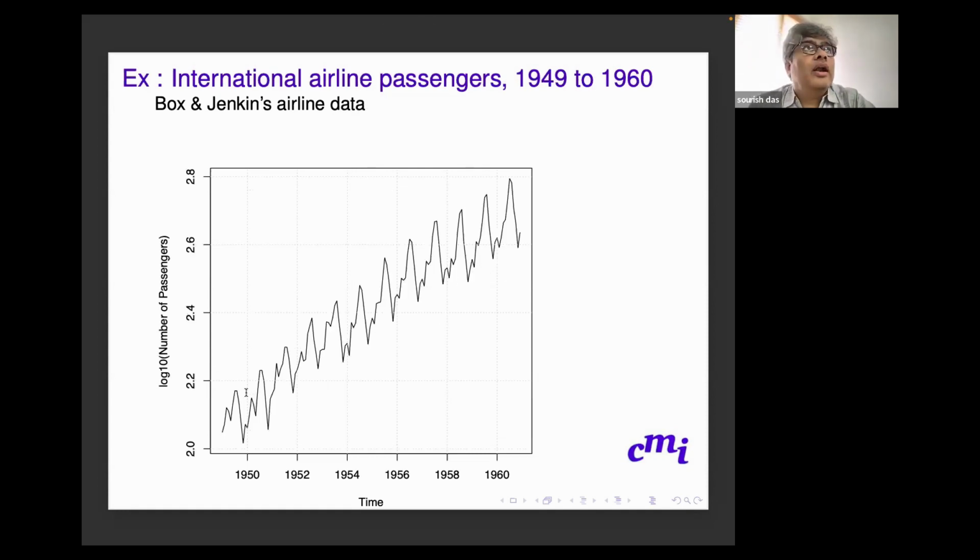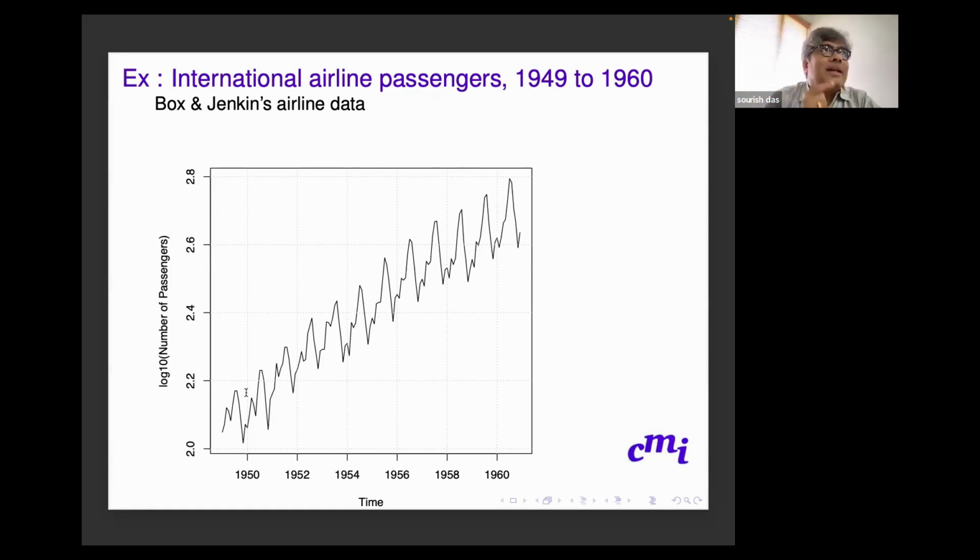So this is how the Box-Jenkins airline data looks if you take a log transformation. Typically, in my experience, and I have told you before also, when you are working with economic data, a log transformation generally works well, because the economy typically grows at a certain growth rate, which means it is growing at an exponential rate, right?